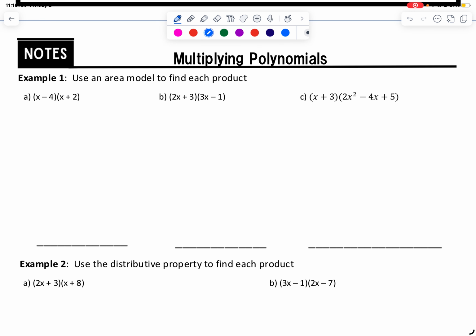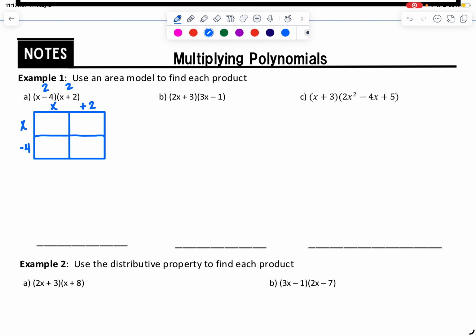In example 1a, we have x minus 4 times x plus 2. So in our first polynomial, we have two terms. In our second polynomial, we have two terms. So we want to draw a 2 by 2 rectangle. All right, so let me cut this into 2 rows and 2 columns. Now I'll take my first polynomial, x and negative 4, and put it along the side, and take my second polynomial, x and positive 2, and put it along the top.